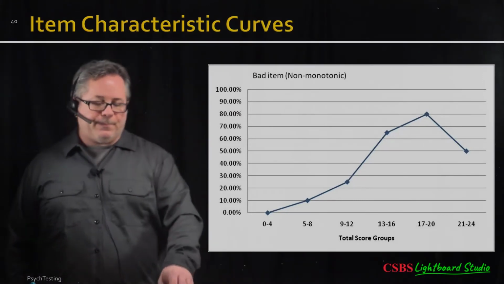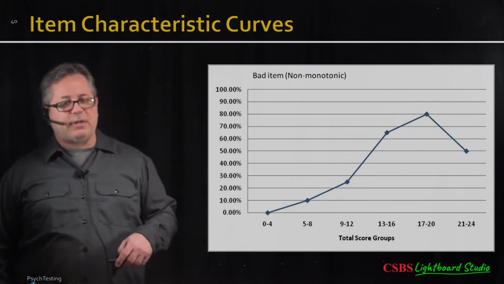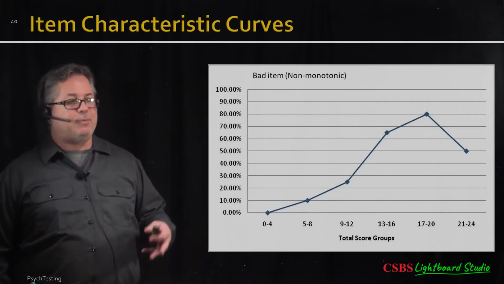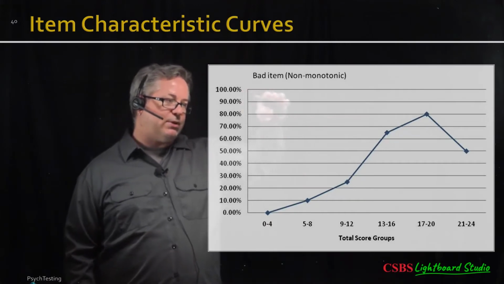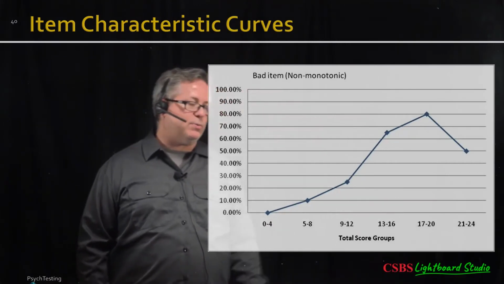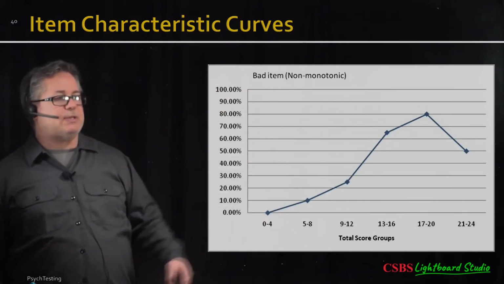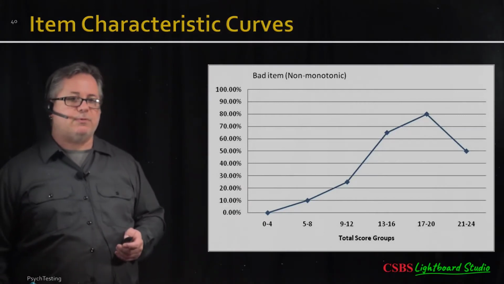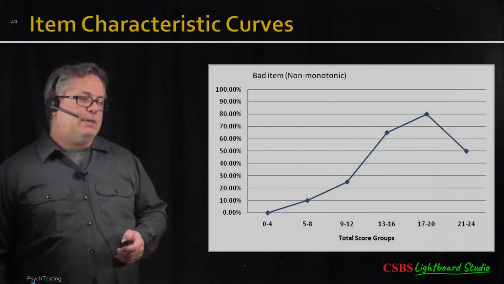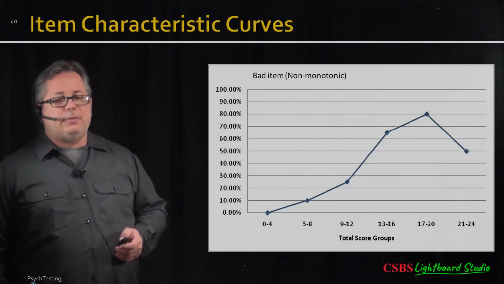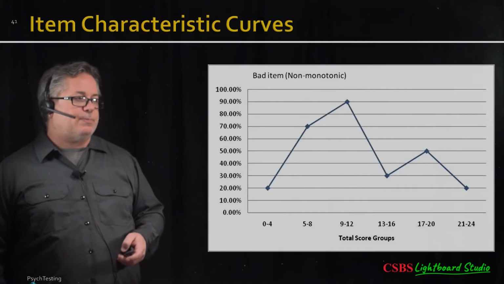Okay, so we got monotonic, non-monotonic. So we want items to be monotonic, to sort of increase in one direction or to decrease in one direction. That's fine too. But it shouldn't sort of reverse on itself like that in terms of the proportion of people endorsing an item, or else it makes the item sort of tricky at best to use.